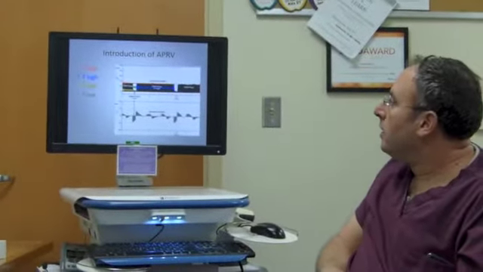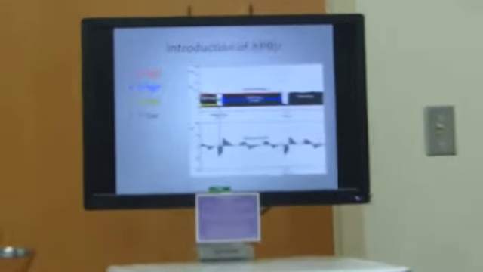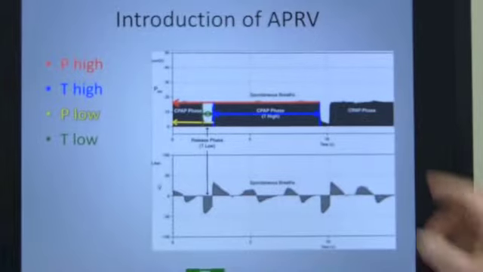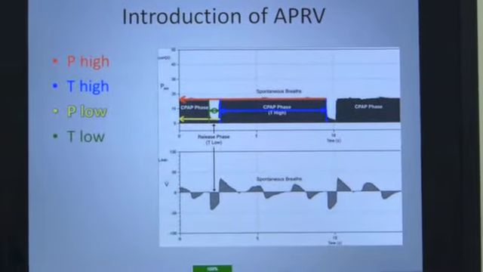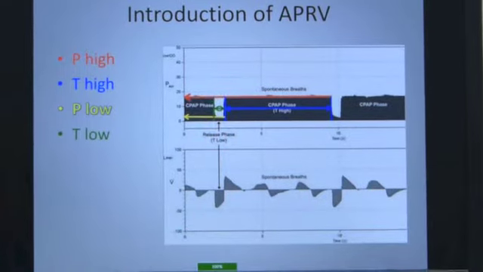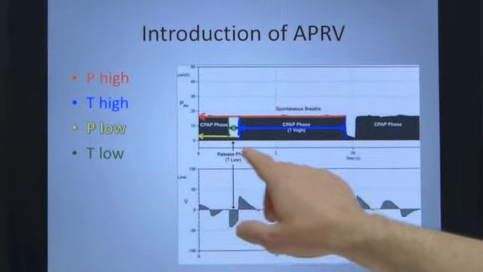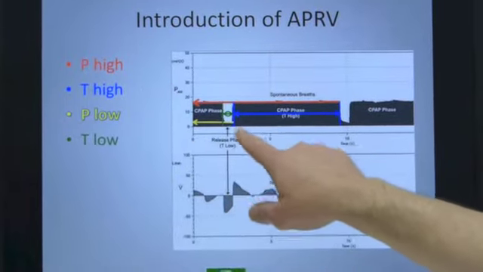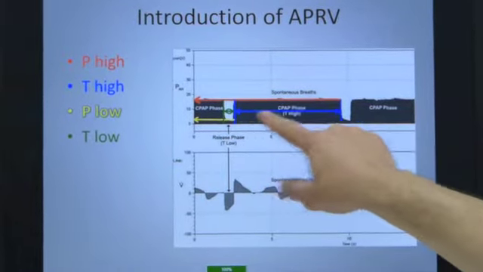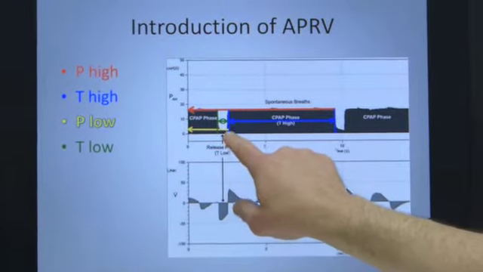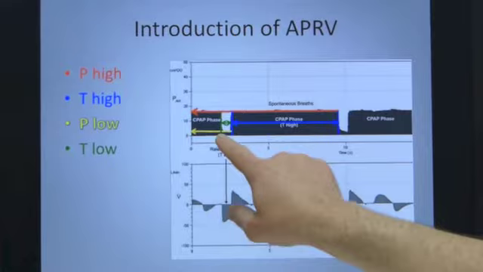So, P high, T high, P low, and T low, right? So, I think I have this as a thing here. So, P high is, I thought I made a little cartoon, but I guess I didn't. So, spontaneous breaths occur during P high, mostly. T high is the blue, which is the CPAP phase. P low is this point here, and T low is from here to here.